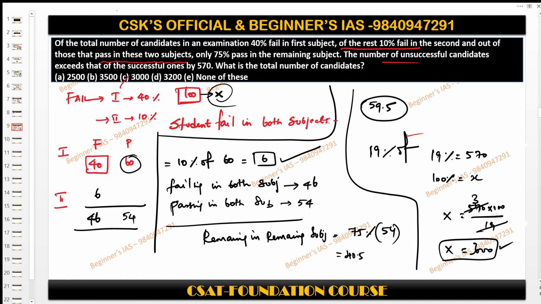What does it mean? The number of unsuccessful candidates exceeds the successful candidates, what does it mean? Can we say which one is the successful here? Which one is the successful? 40.5. This is the successful. This is the unsuccessful. So this unsuccessful only exceeds the successful by 570. Therefore, we need to find the difference between these.